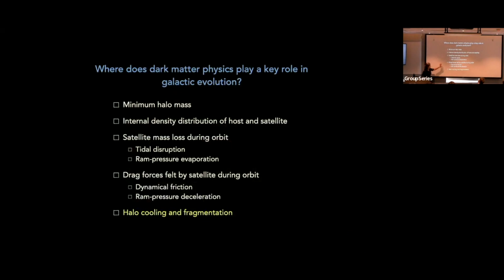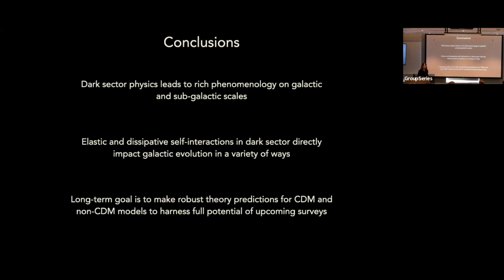And this is the final time I'll show this, which is just our accumulating list of ways in which changing that dark matter model ends up changing the galactic evolution. Now we've added how it ends up affecting halo cooling and potential fragmentation of the halo into dark substructures. And so with that, I'll just conclude.